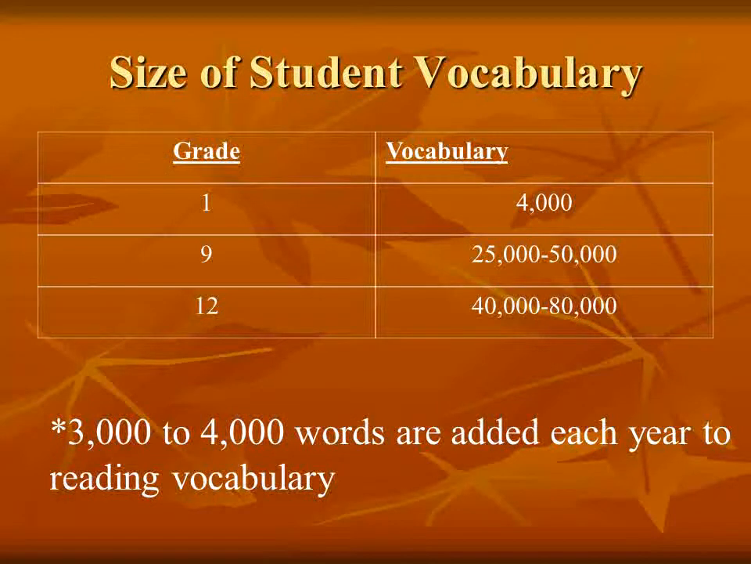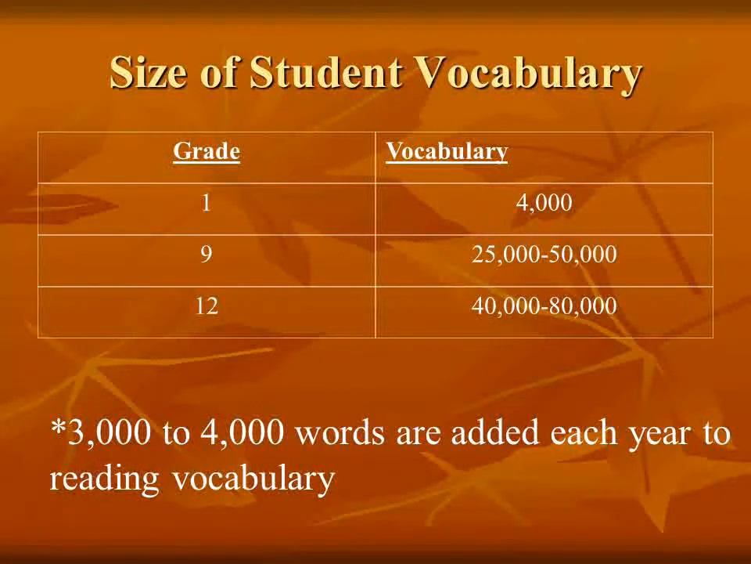Before we move further into this slide, I should say that there's some diversity of thought about the size of students' vocabulary. But a widely accepted rate, however, is a reading vocabulary of 4,000 words for first graders at the conclusion of the year, about 25,000 to 50,000 for junior high students, and 40,000 to 80,000 for senior high students. This means that the average rate of vocabulary growth is 3,000 to 4,000 words per year.